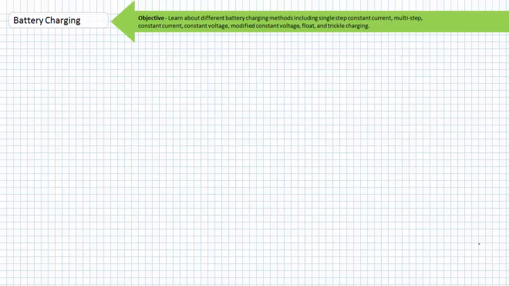Today's topic of discussion is battery charging. Our objective today is to discuss battery charging methods. This lecture operates under the presumption you are marginally skilled in basic DC circuit analysis, specifically basic series circuits.